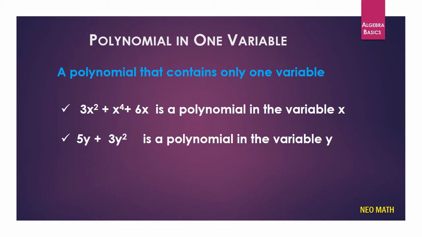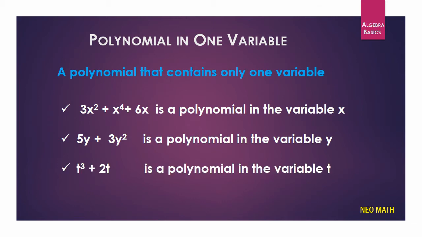The second example is 5y plus 3y square. So it has 2 terms. In both the terms we have only one variable y. So it is a polynomial in one variable y. The third example, t cube plus 2t. So here we have 2 terms and these 2 terms have the variable t. So it is a polynomial in one variable t.